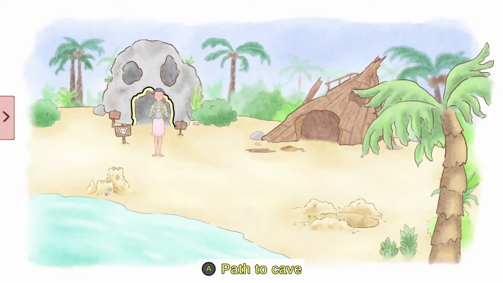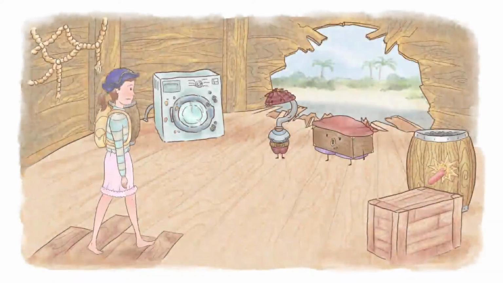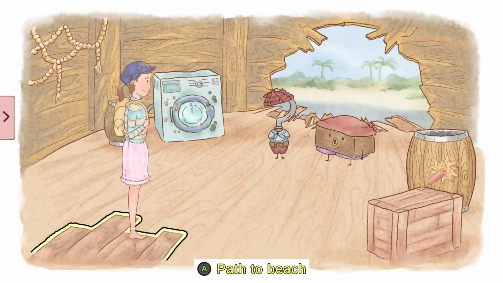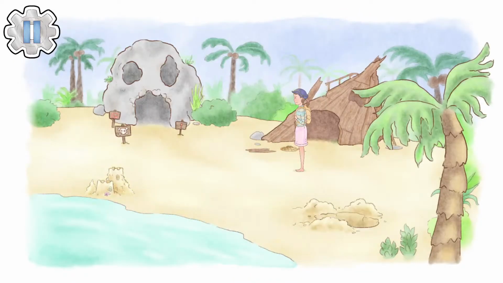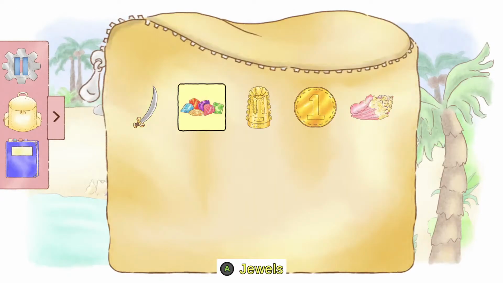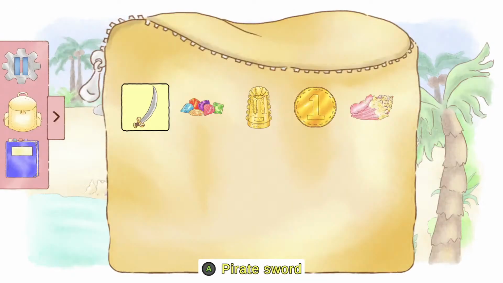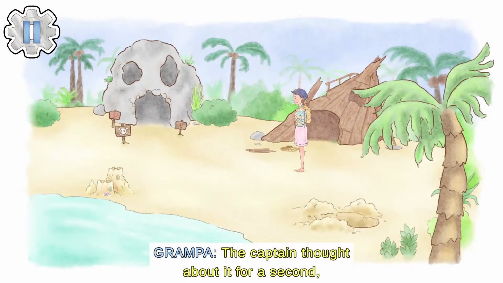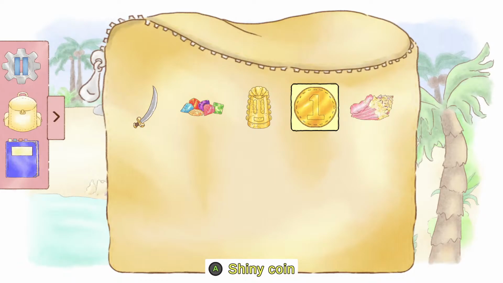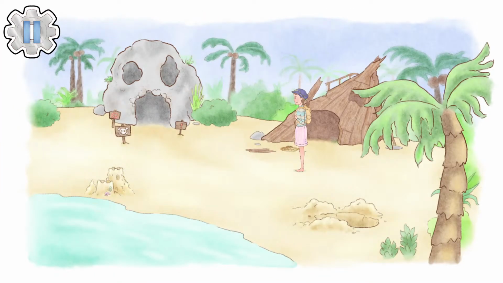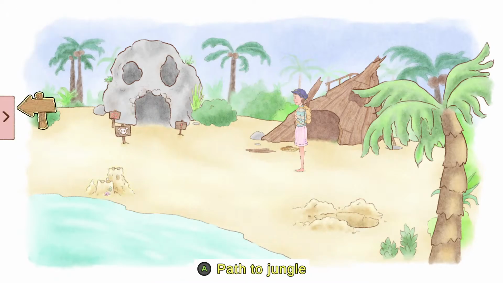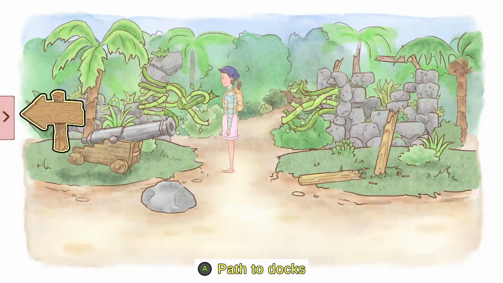Path to jungle, sand, path to cave, path to shipwreck, path to beach, side menu, sandcastles, pirate sword, golden idol, shiny coin, shell covered in glitter, pause menu, path to jungle, path to docks, path to beach, side menu.